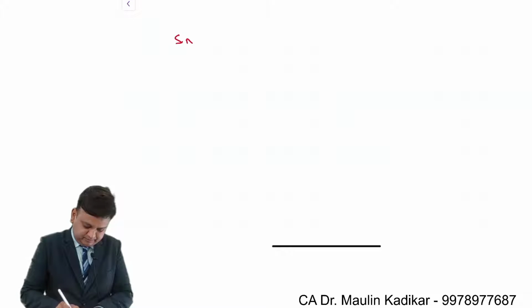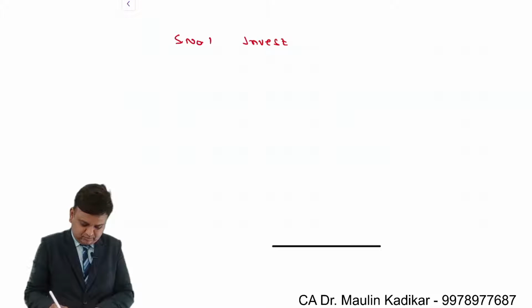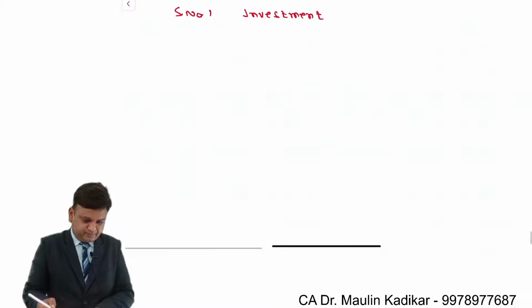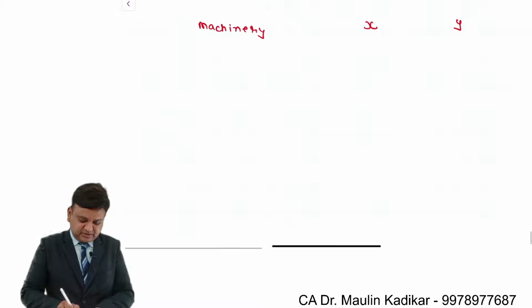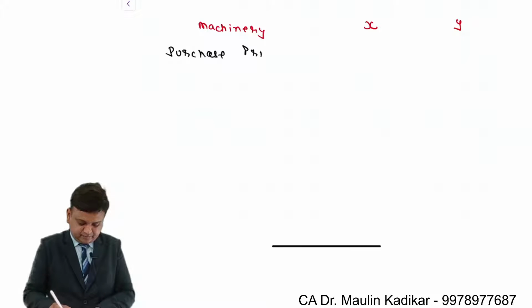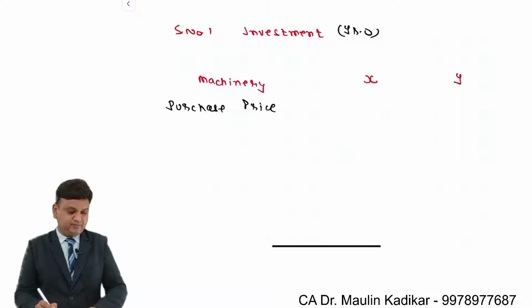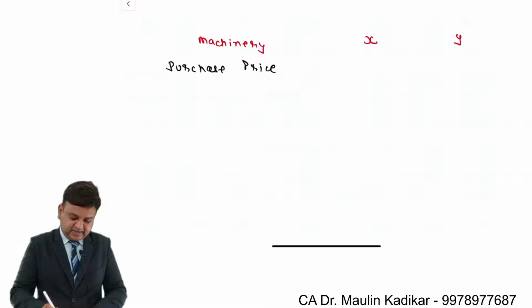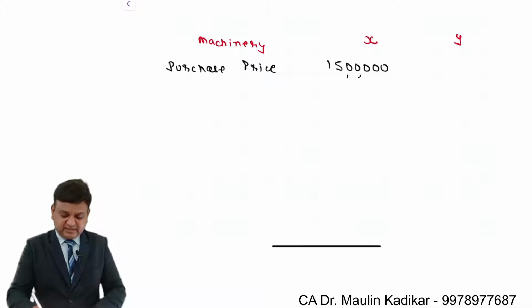Step number 1, investment. For machinery X and machinery Y, in both of them we will write purchase price. It is year 0 cash outflow, that is investment. For machinery X it is 15 lakhs. For machinery Y it is 10 lakhs.